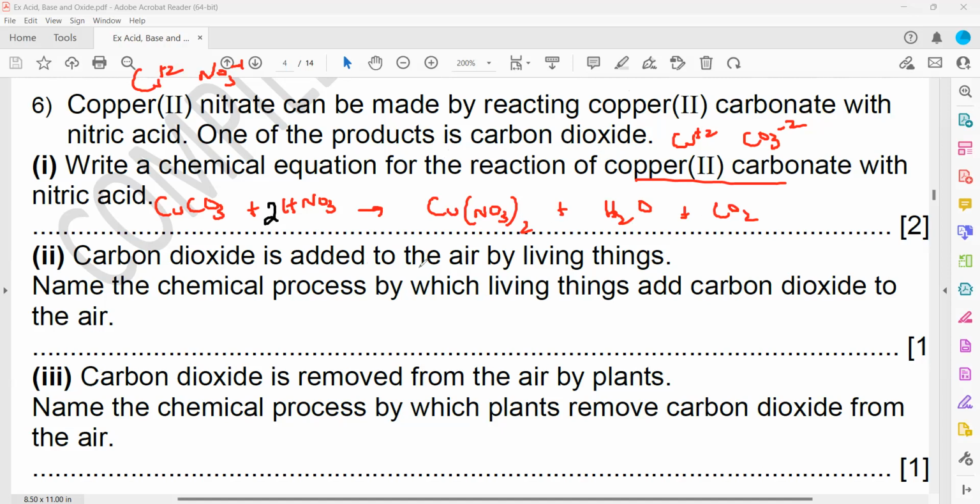The carbon dioxide is added to the air by living things. Name a chemical process by which the carbon dioxide is added. The process by which carbon dioxide is added is respiration, and how it is removed is photosynthesis.